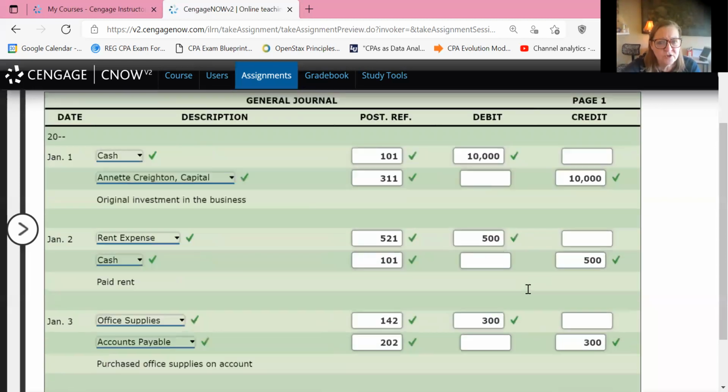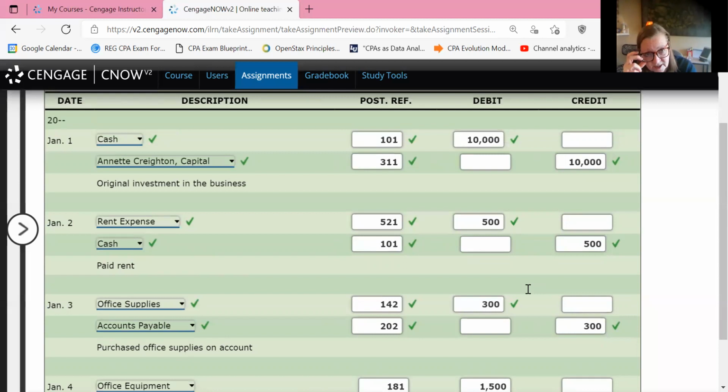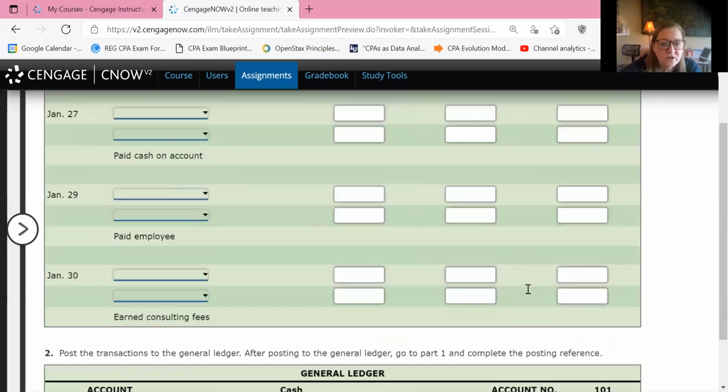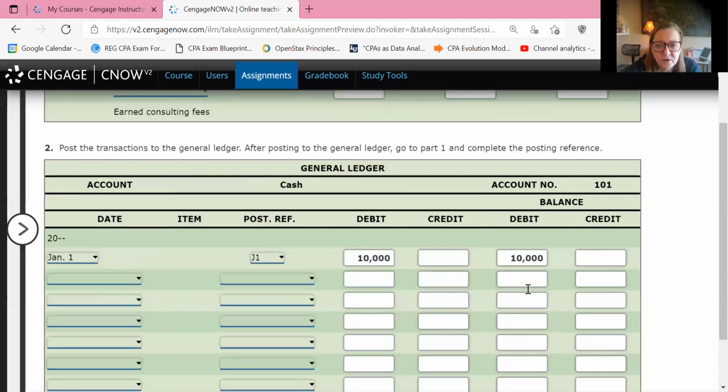So the second transaction would be a debit to rent expense of $500 and a credit to cash. I'll do the cash first. Credit to cash. This happened on January 2nd. It's also on journal 1 because all the ones I did are journal 1. So now the balance, I had a debit, then I made a credit entry. So that ate up part of my debit balance. So now I only have 9,500 in the cash account, right?